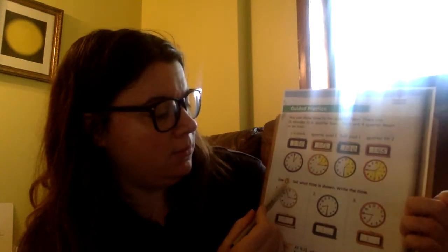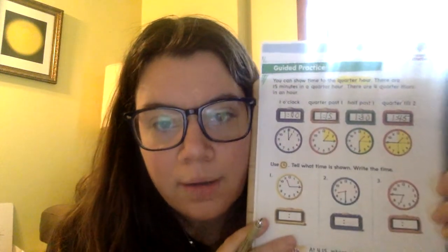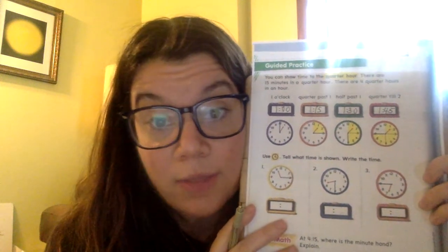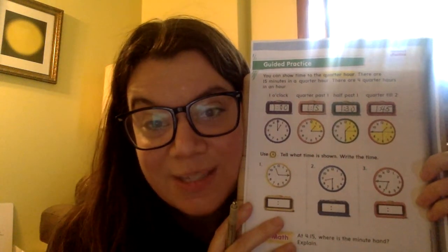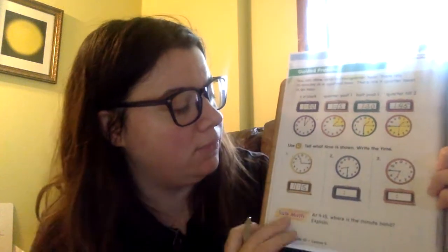Okay, it says use the little clock there. Tell what time is shown, write the time. So we have our hour hand is pointing a little past 11. Our minute hand is on the 3. So that means it's what time? That's right, it's 11:15. And we would write that as 11:15. 1 quarter past is 15.